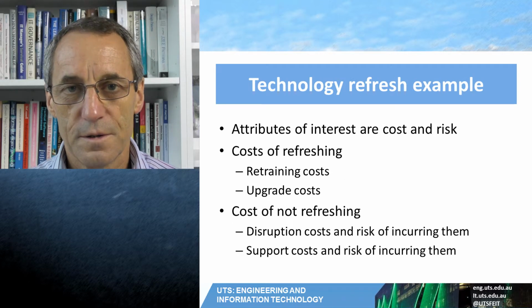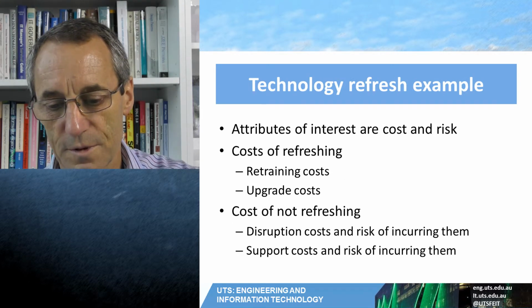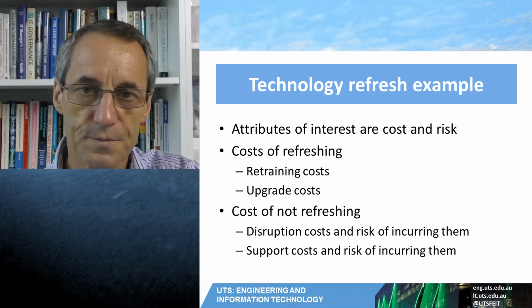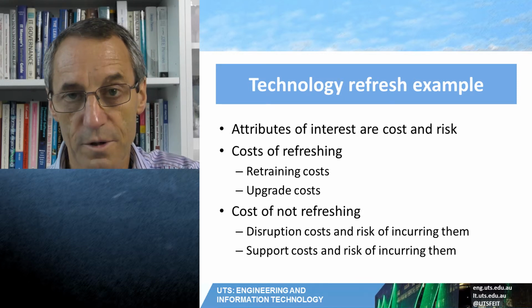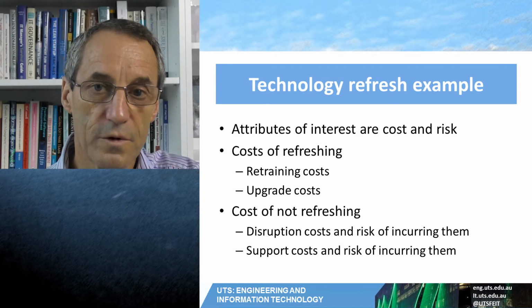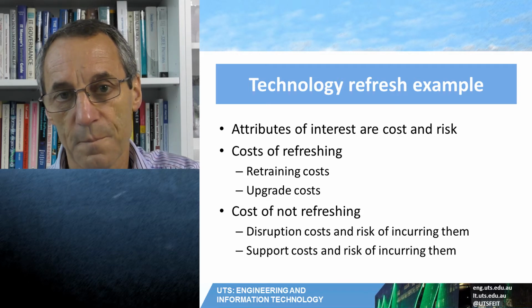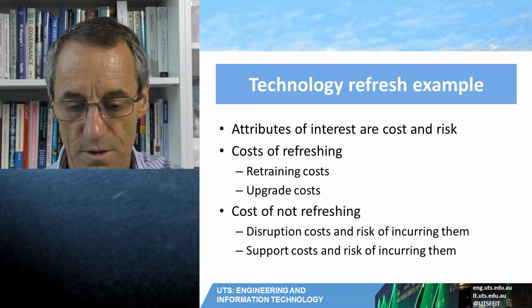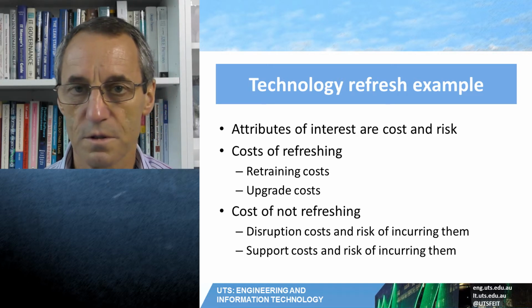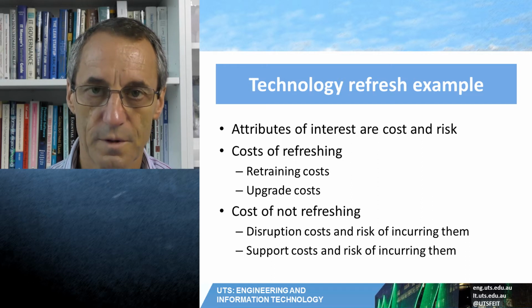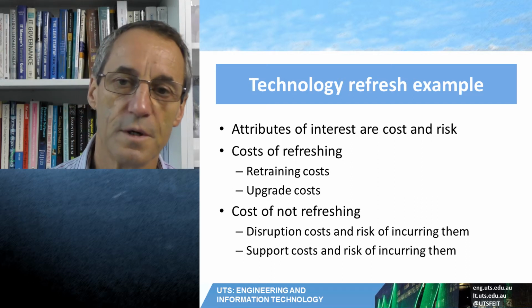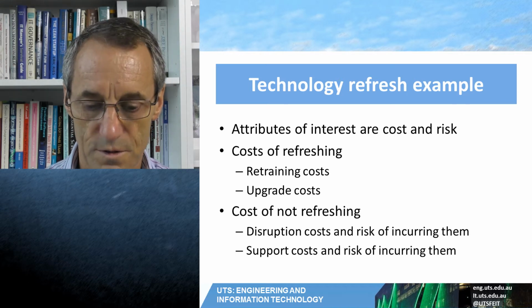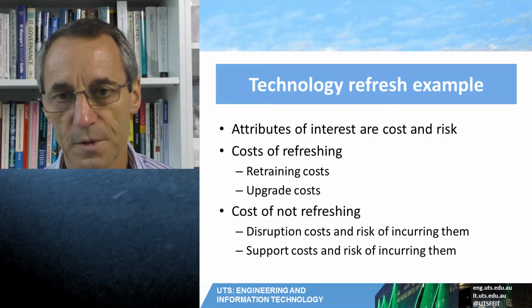Take the technology refresh example. The attributes of interest are the cost and the risk. Now we have the cost of refreshing, that is the retraining costs and the actual upgrade costs. The cost of not refreshing, which gives some measure to the risks, so the disruption costs and the risks of incurring them if something crashes, and the support costs and the risks of incurring them. Right? So if something crashes, there has to be some support. What's the probability of a crash, and what's the probability of cost of fixing that crash?